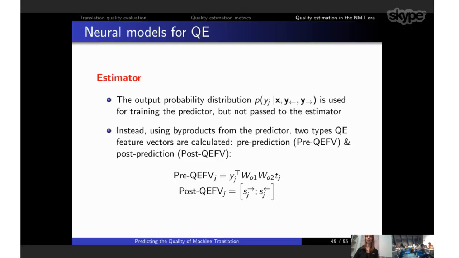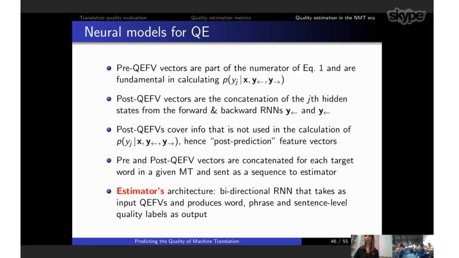And I put a definition there. So I've already talked about the pre-quality vector, which is this unnormalized probability estimate of the word given the source and the target context. And the post-quality vector is a concatenation of the hidden states of both the forward and the backward RNN. So basically the context of the target language only, so independent of the source language here.